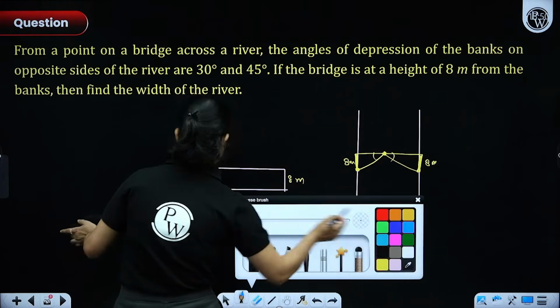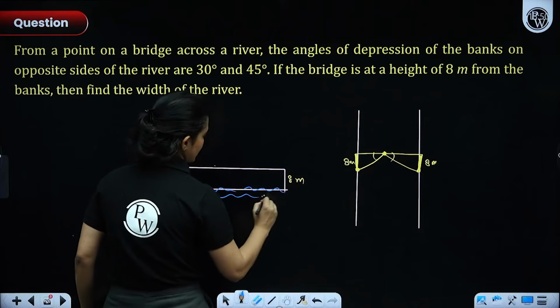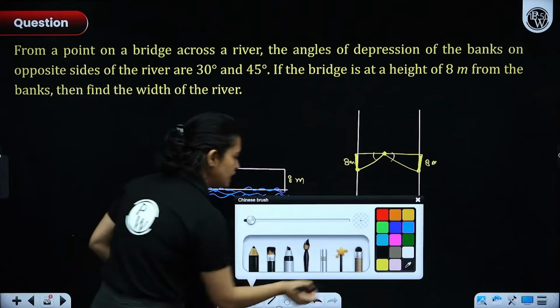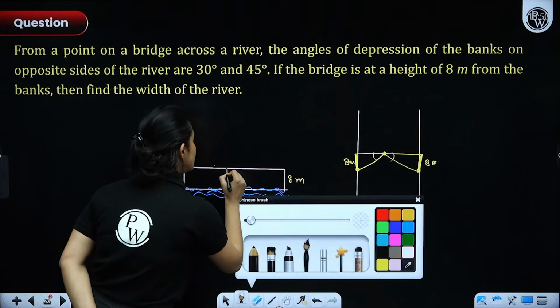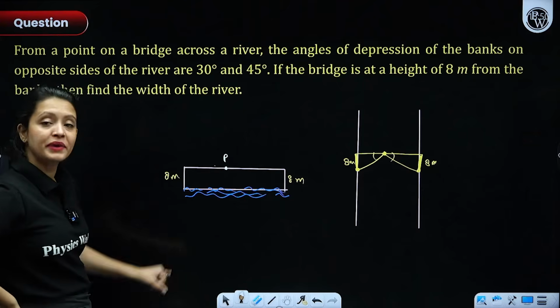Wait. Yeah. This is the river. Okay, everyone, this is the river flowing. Now, you take a point P on the bridge. Let's just suppose this is point P on the bridge. The angle of depression of the banks are given.